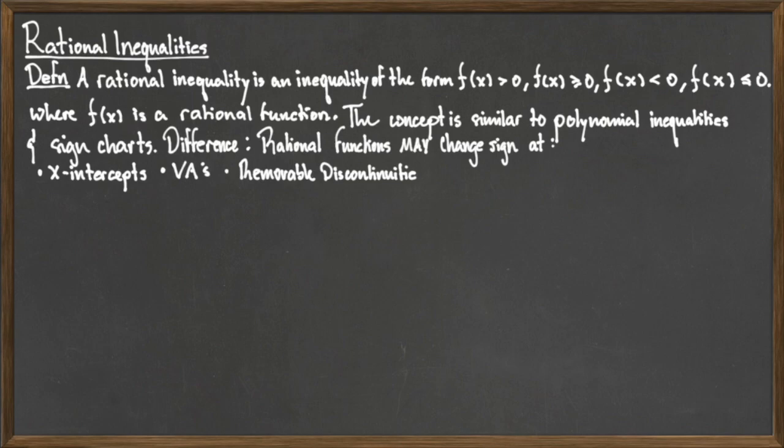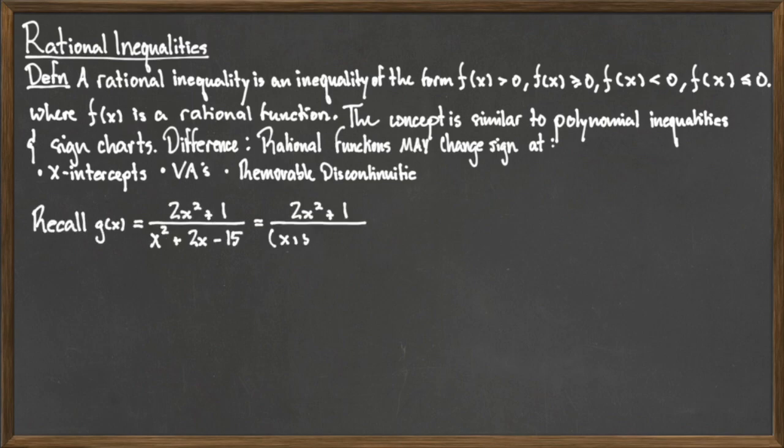For polynomials, all we had to do was check the x-intercepts. For a rational function, we check the x-intercepts, as well as the vertical asymptotes and the removable discontinuities, but notice that we don't say anything about horizontal asymptotes. When the question is solely about an inequality, we do not need horizontal asymptotes.